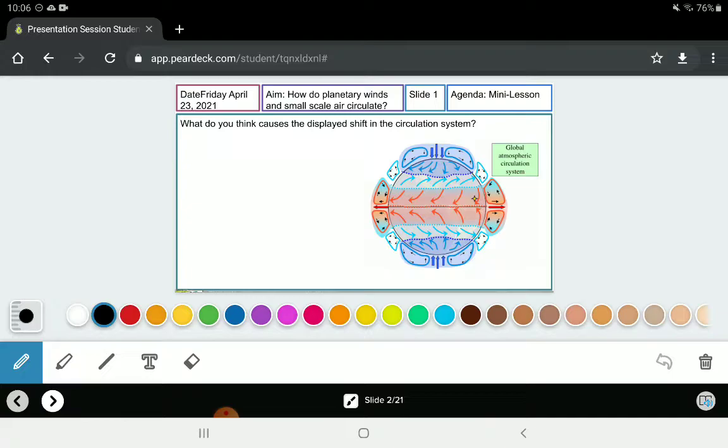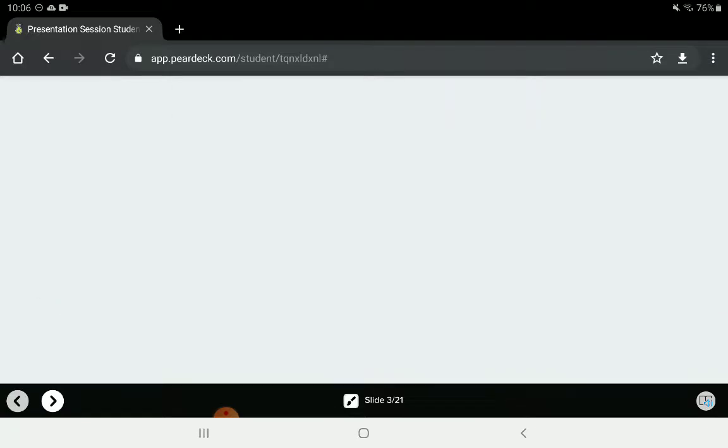It actually shifts up and down. You'll see the red band moves up and the red band moves down, as well as the blue bands expand and contract. You're going to say, what do you think causes the displayed shift in the circulatory system?